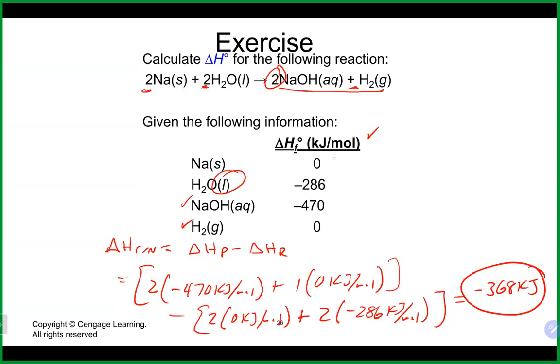And by the way, as you can see here, when you go to these tables for delta H, anything that's in its natural state, like H2 and Na, that's not combined with anything else, just by itself, how it naturally comes, will always have a value of 0 for delta H. So there'll always be 0 for those guys. Any questions on any of those things?